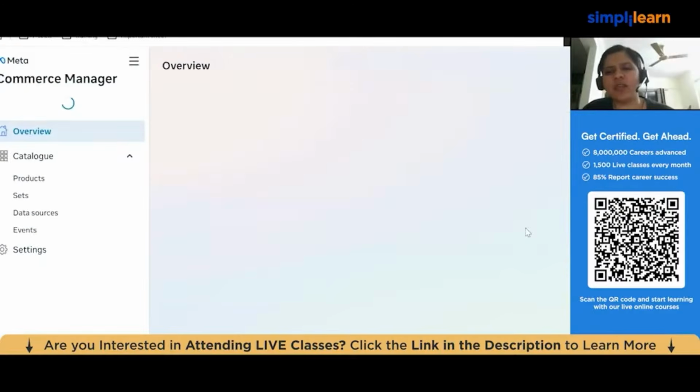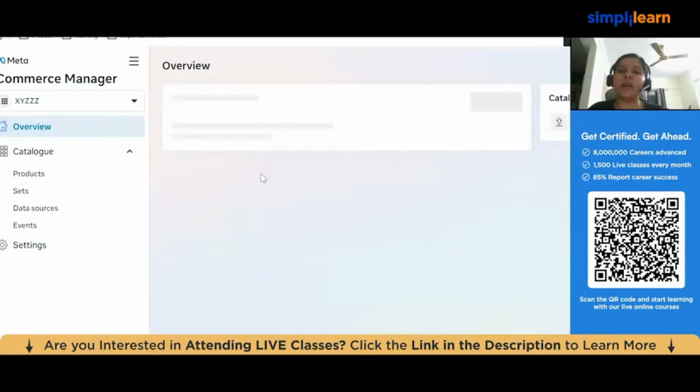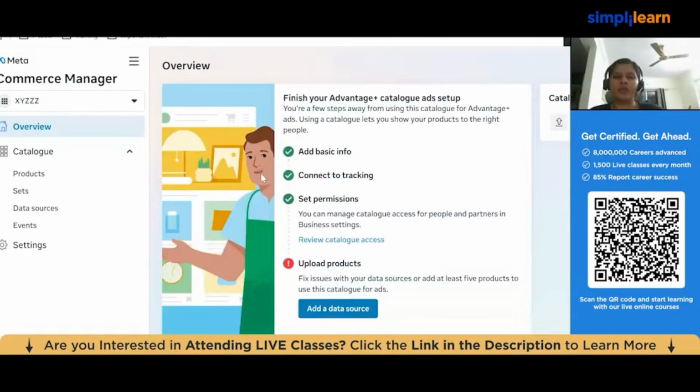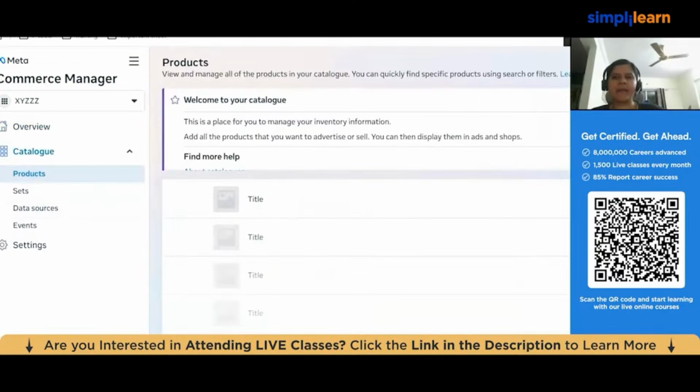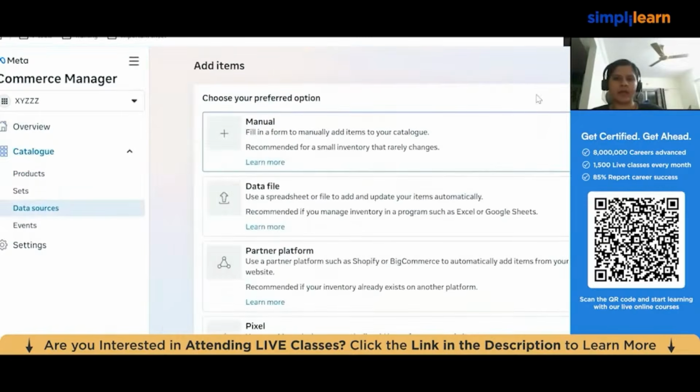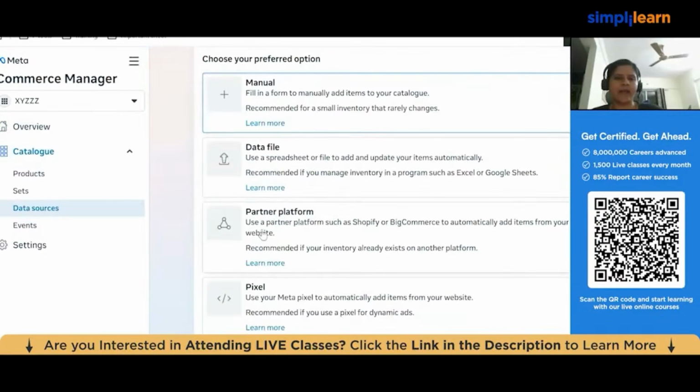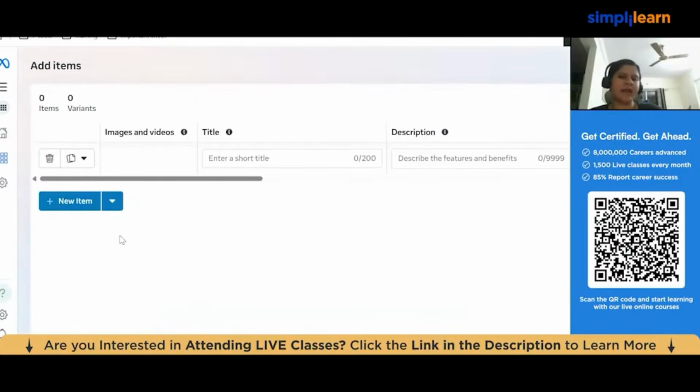Okay, and as I said, you won't be able to do it yourself, you will have to take the help of your developer to work on this, right? So here, if you see, if I go to product, I can manually add my product detail. There's an option to manually add it or connect to my website. So let's say I want to manually add it.